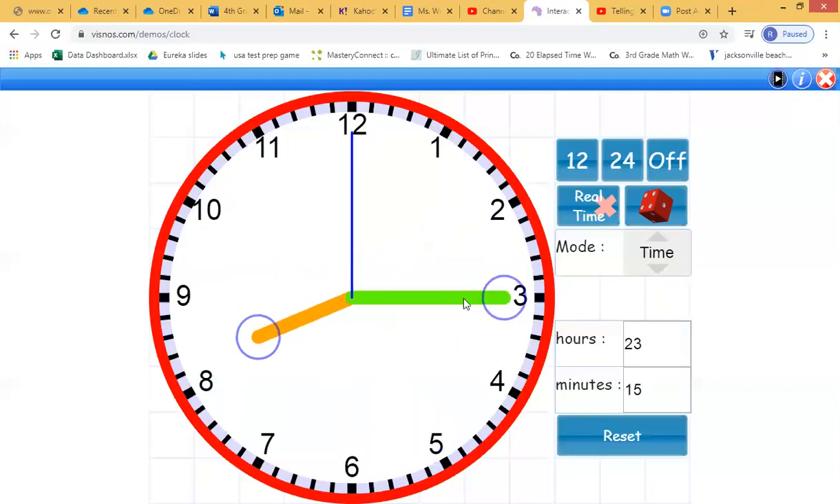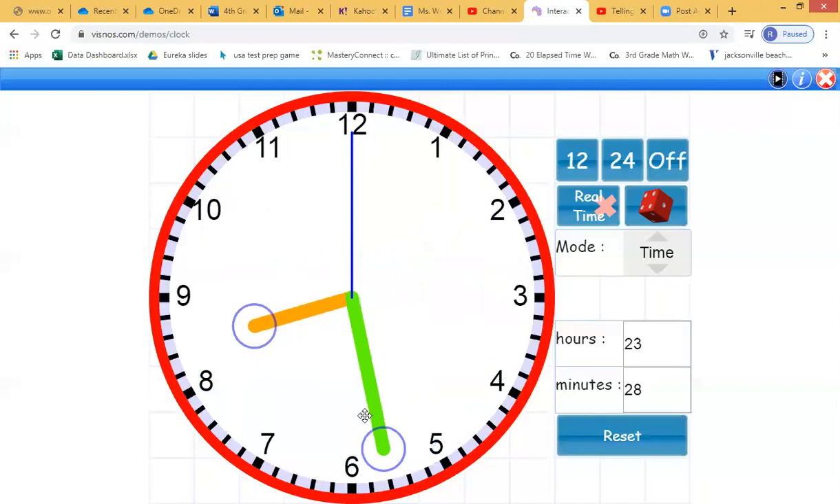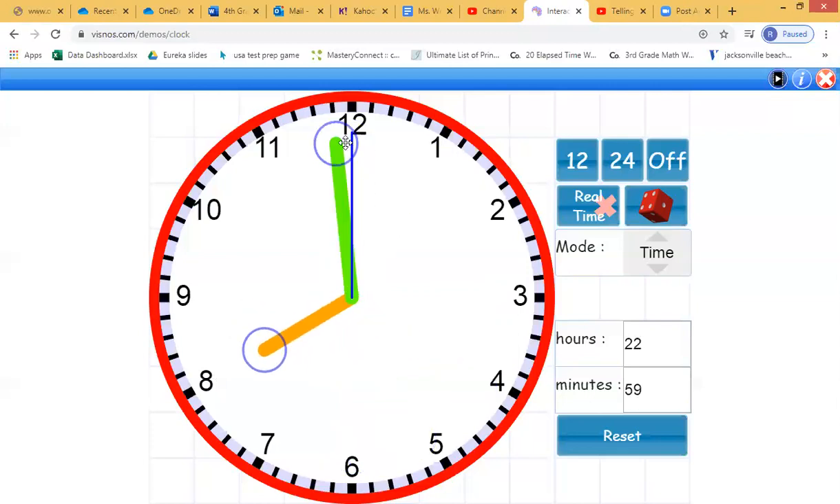Okay, now let's say I put it here and I put that there. Okay, so now remember the orange hand is my hour hand and the green hand is my minute hand. Okay, so now look at my hour hand. My hour hand is in between the number 8 and 9, but it has not reached 9 yet, so it is still 8 something. Okay, I know that if the minute hand is at the top at 12, that's 8 o'clock. Okay, so let me put it right on the 12.